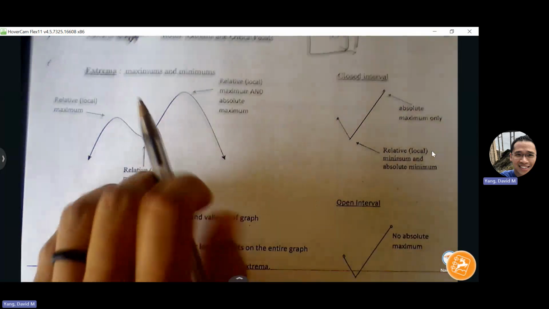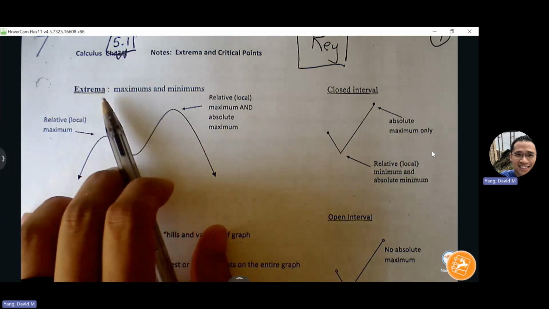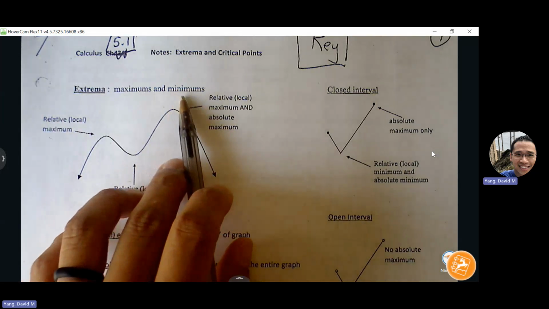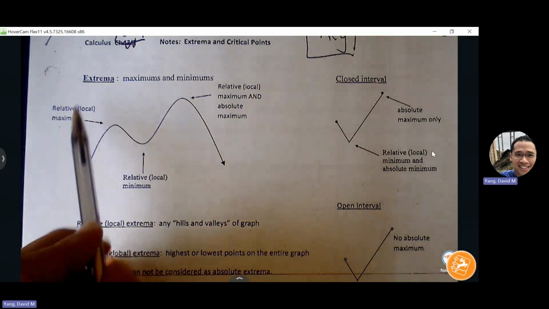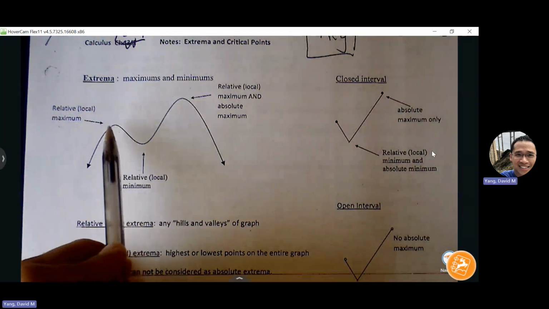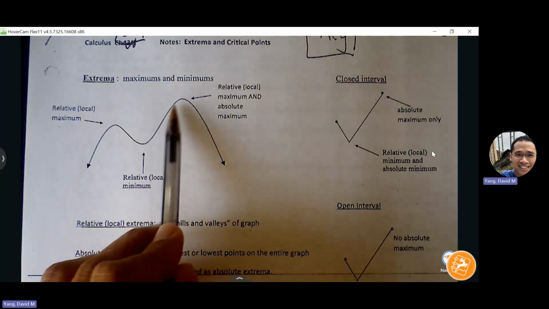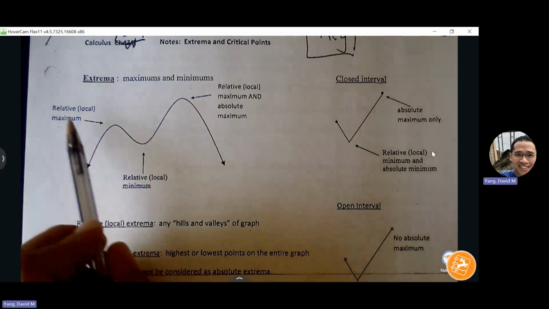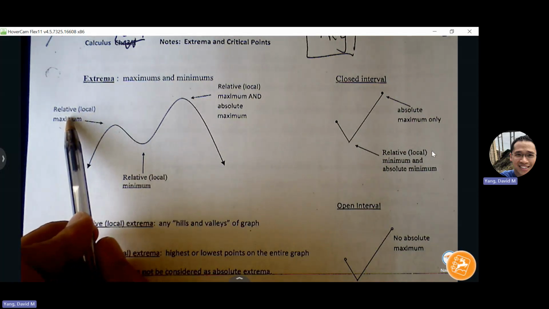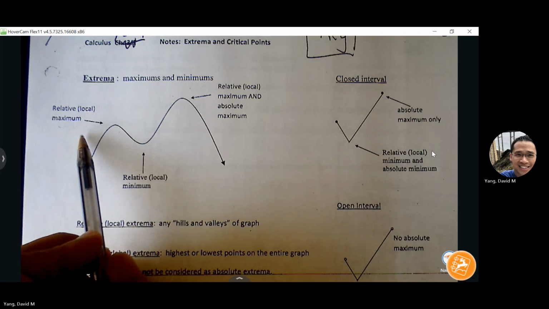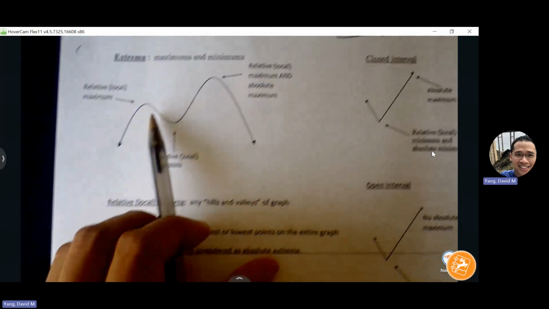Extrema. Extrema is just plural for maximums and minimums. So it just represents basically the highest and lowest points on the graph. Just some definition here. We have a relative maximum or relative minimum just means a hill or a valley of the graph. Okay, that's all it means. So we call it a relative. Sometimes you're going to see that word local, but typically we use the word relative.